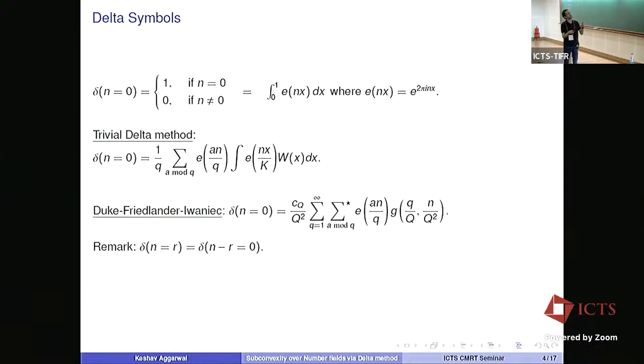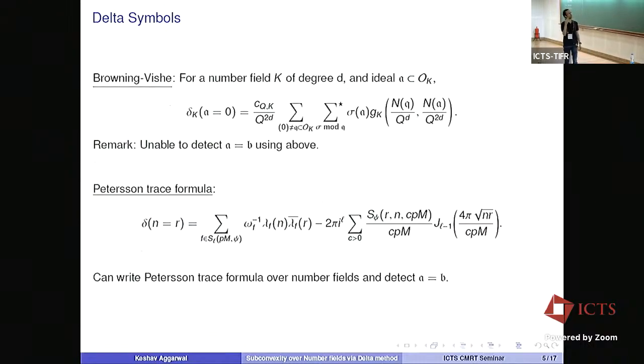Okay. If you want to detect if two integers are equal to each other, you can just take their difference and ask whether that difference is equal to 0. And that way you can detect when two integers are equal to each other. So one can use these in application of subconvexity because you had a certain summation. There was an index in the Fourier coefficient and index in the L-function, and then you can detect when those two oscillations are equal or not. But now going over number fields, there seems to be a little bit of trouble in order to detect when two ideals are equal to each other.